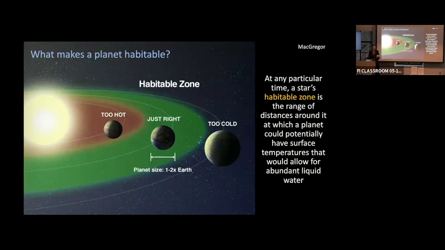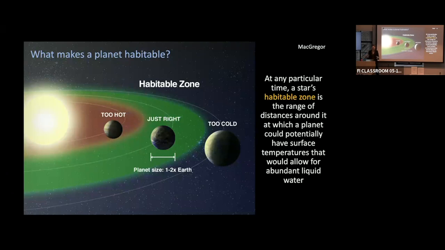So if I take it and I move it a little bit too close, things get too hot, all the water boils off. If I move it a little bit too far away, it gets a little bit too cold, everything freezes. So you can define this nice sort of annular region around a star where your planet has the right surface temperature to have liquid water.